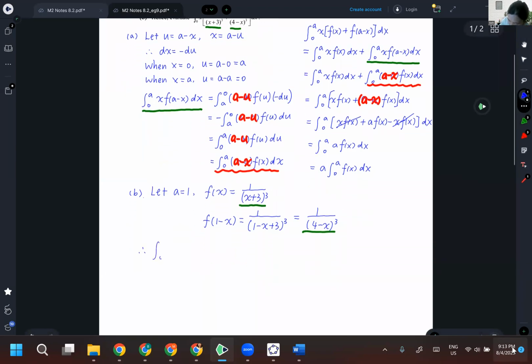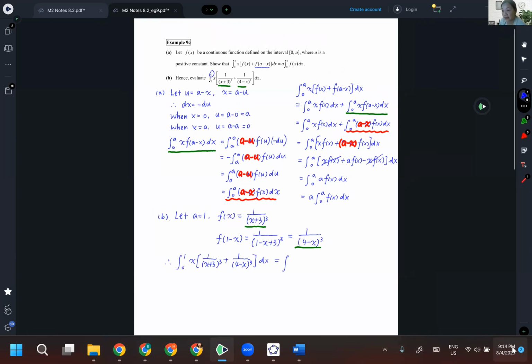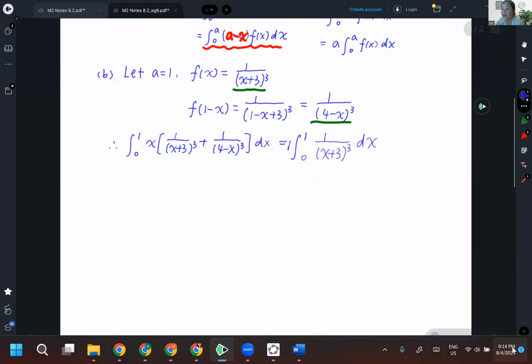Now we know that from 0 to 1, x times f of x plus 1 over, close bracket, dx. Obviously, this is too difficult to figure out. However, in the right-hand side, it doesn't have x and anything else. They only have a outside, 1 outside, and then from 0 to 1, f of x only. So 1 over (x plus 3) to the power 3 dx only. So that integral is simplified to a much, much simpler integral.